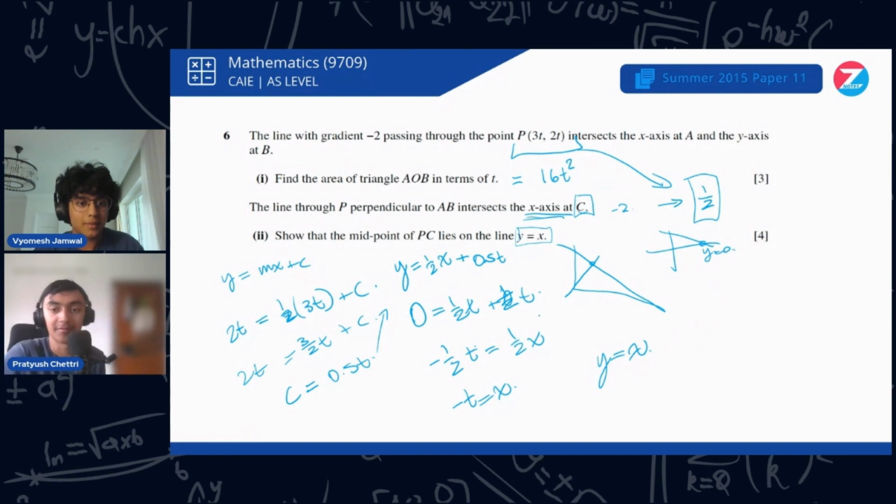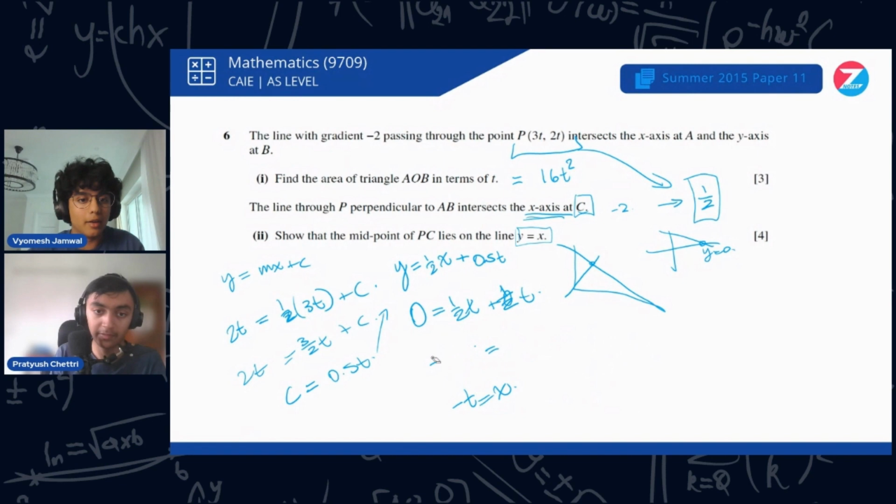Is that right, Vyomesh? I think you already got the line, right? You don't need to do much after that. You already found the C point, which is x equals negative t. And if you have that, then you have point P and point C. C is basically 0, comma, negative t. Like the x value is 0 and the y value is negative t. And then you find the midpoint of P and C because you have both points. And after that, if you see that the value of x is the same as the value of y, we know that it lies on the line y equals x.